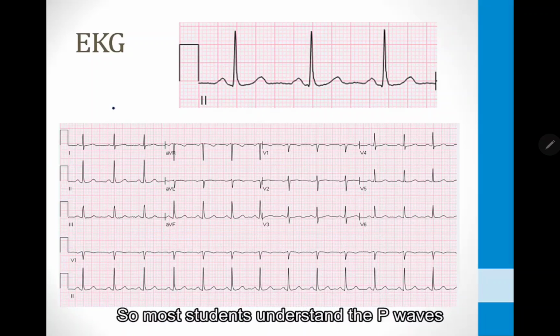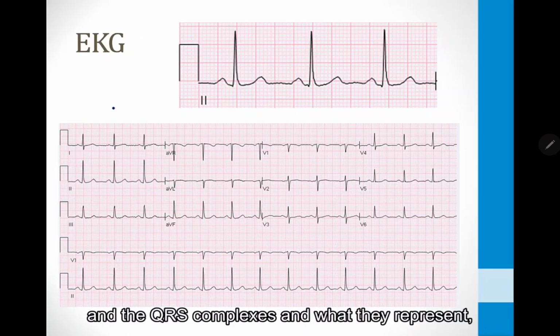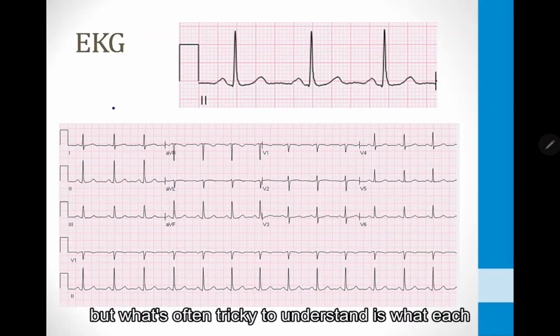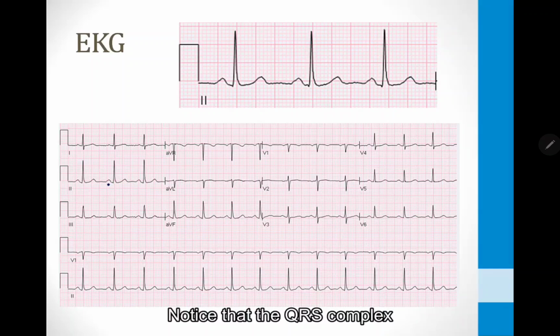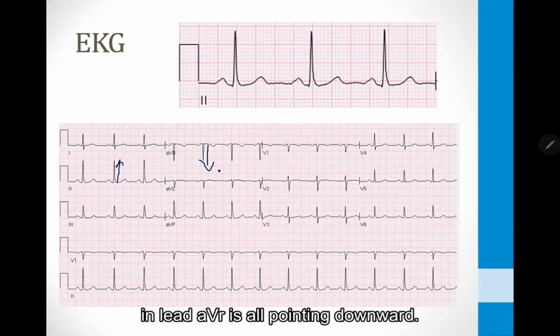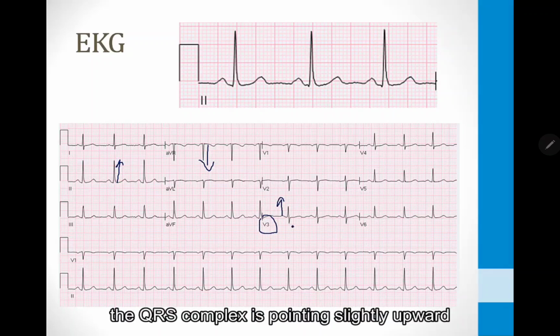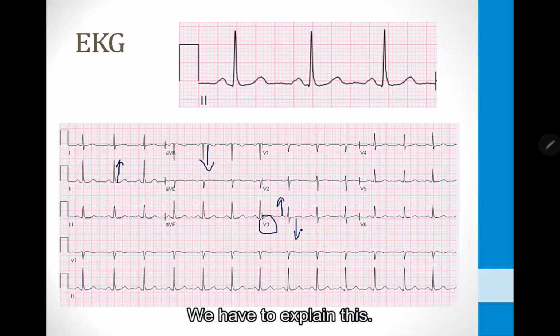So most students understand the P waves and the QRS complexes and what they represent. But what's often tricky to understand is what each of the different leads on the surface EKG represent. Notice that the QRS complex in lead 2 is all pointing upward. Notice that the QRS complex in lead AVR is all pointing downward. Notice that in lead V3, the QRS complex is pointing slightly upward and slightly downward. We have to explain this.